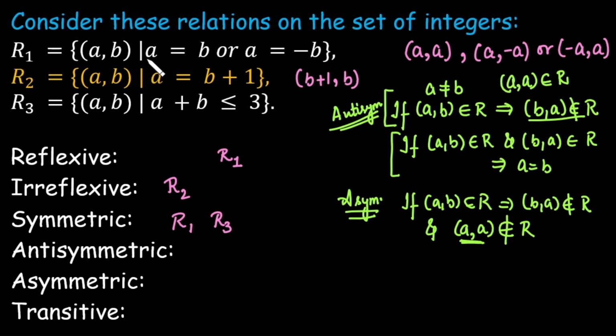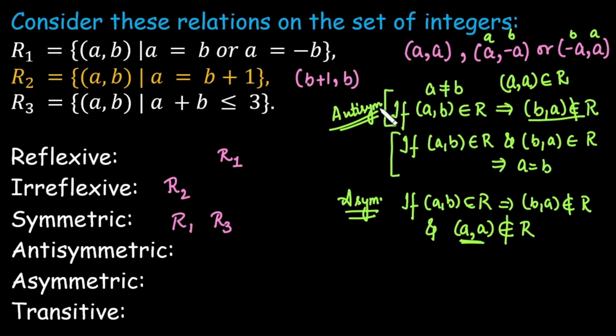In R1, we are taking the ordered pairs where the first element is equal to the second element. But as per the requirement of asymmetric, it should not be there. So this is not asymmetric. Now think whether this is antisymmetric. The antisymmetric condition says that if AB is a part of relation, the reverse should not be there. So take the ordered pair AB. Its reverse is this and it is there. It means it is not antisymmetric as well. So R1 is neither antisymmetric nor asymmetric.